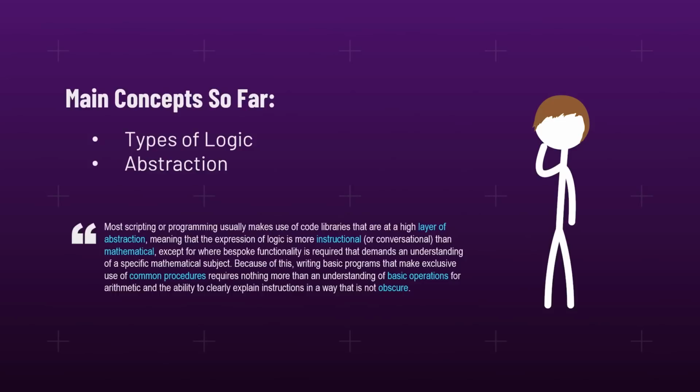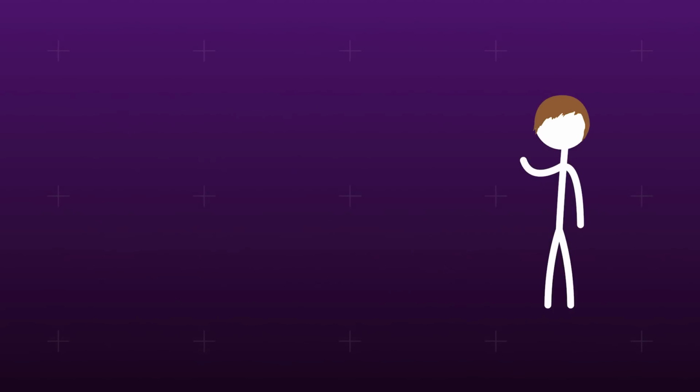Because of this, writing basic programs to make exclusive use of common procedures requires nothing more than an understanding of basic operations for arithmetic and the ability to clearly explain instructions in a way that is not obscure. We'll talk more about obscurity later.